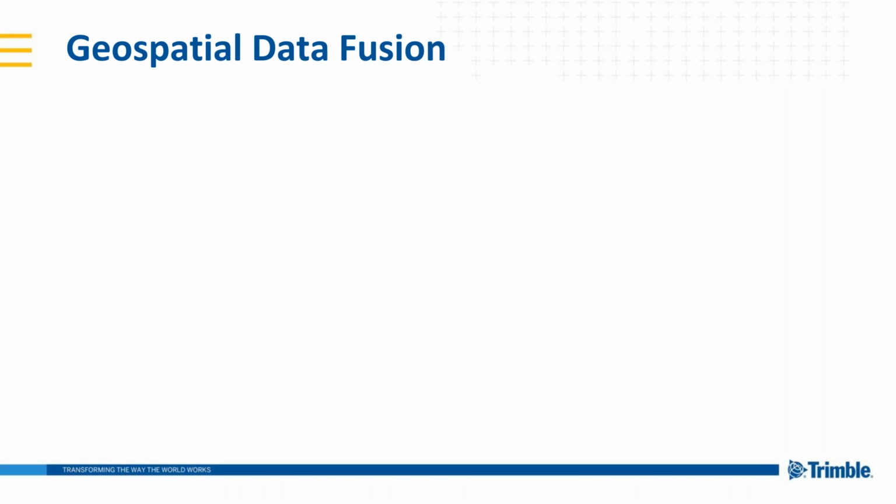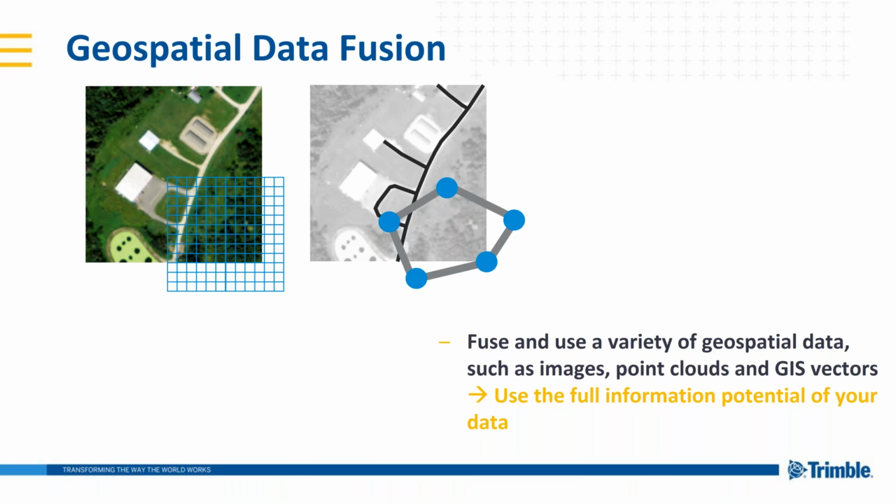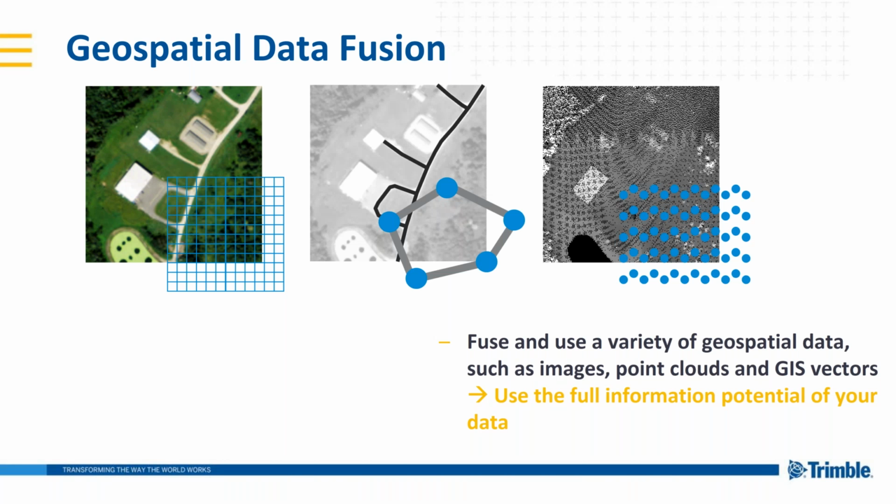One of the greatest strengths of eCognition, and one of the real features that I love when working in this software, is the topic of geospatial data fusion. What do we mean by this? Well, eCognition can, of course, support raster imagery, but we can combine this with our vector data products, with shapefiles, file geodatabase information, and we can even combine these with point cloud data sets.